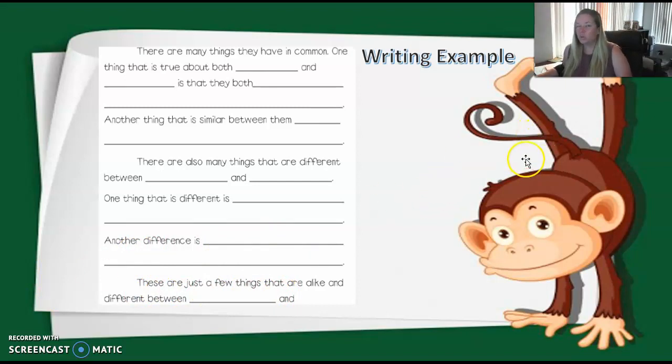So you guys are pretty great about picking out the things that are the same or different, but now we need to take it to that next step and plug it into some fourth grade writing.